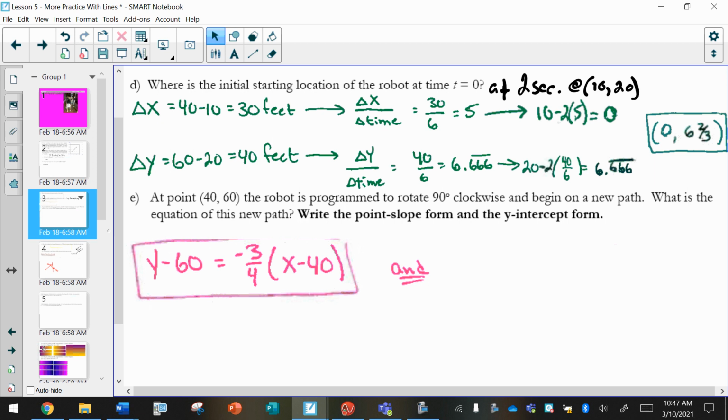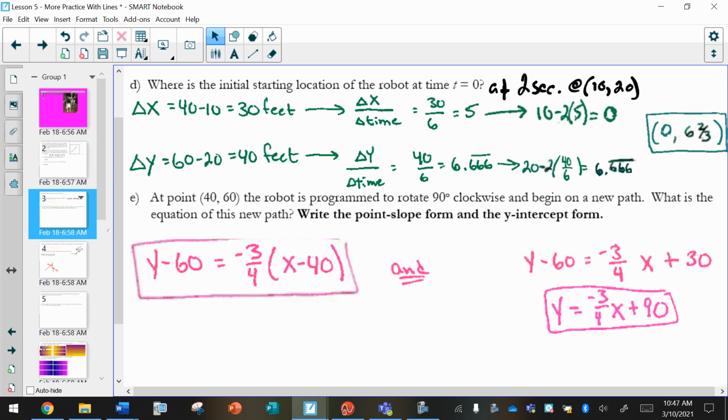Now, to get our y-intercept form, point slope form can just be transformed into the slope intercept form by distributing the -3/4. So distribute the slope, rewrite it. Go ahead, distribute the slope. And then once you have the slope distributed, you want to get y alone. So you're going to add the 60 to both sides. There you go. There's your slope-intercept form for the equation.